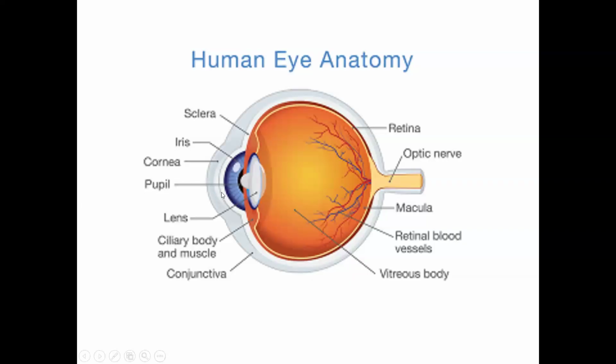The pupil is a small opening in the iris, which we see over here, that allows the light to enter inside the eyeball. And again, the pupil is controlled by the iris. Then we have the lens.